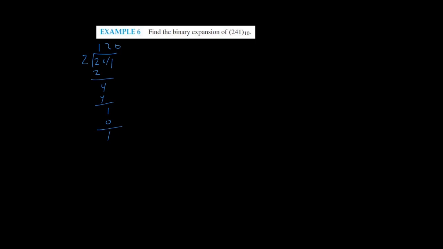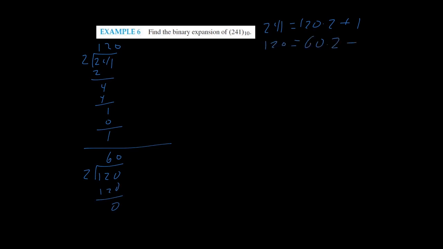I'm not going to go through all the steps. I'll do the first couple steps. So the first one will give us that 241 is equal to 120 times 2 plus 1. So if I wanted to do this with long division again, I could do 2 into 120. It goes 60 times with no remainder. So 120 is equal to 60 times 2 plus 0.